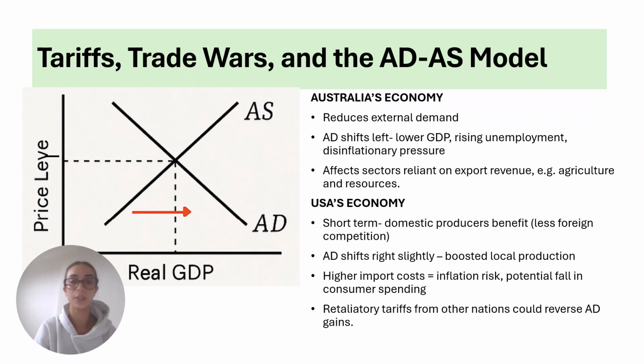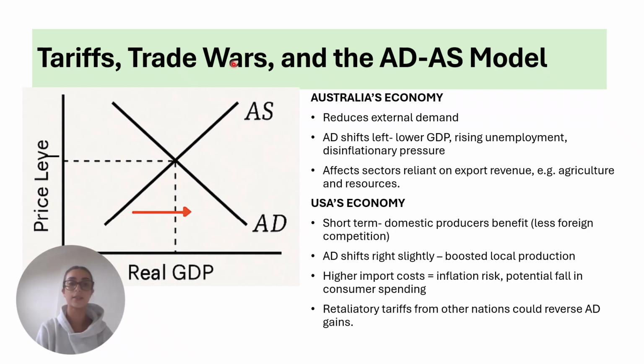From Australia's perspective, if the US imposes tariffs on our exports like beef, demand for Australian goods falls. Using the aggregate demand, aggregate supply model, this causes aggregate demand to shift left. The national income or GDP decreases, unemployment rises, and inflation may fall. This reflects a contraction in our economy, particularly in trade-sensitive sectors like agriculture and resources.